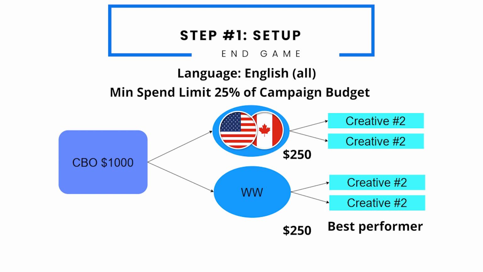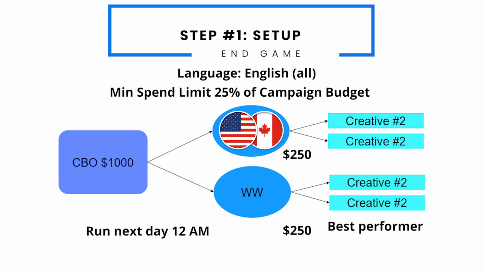The reason we're using a minimum spend limit for the endgame is because the CBO will tend to favor larger audience sizes due to the cheaper reach. So in many cases, the worldwide ad set will eat up most of the budget and not give the USA ad set a fair chance. So by setting a minimum spend limit, you allow Facebook to give both the USA/Canada ad set and the worldwide ad set a fair chance to determine where to allocate the budget. Alright, so once you finish setting up your campaign, schedule it to run the next day and then publish it.